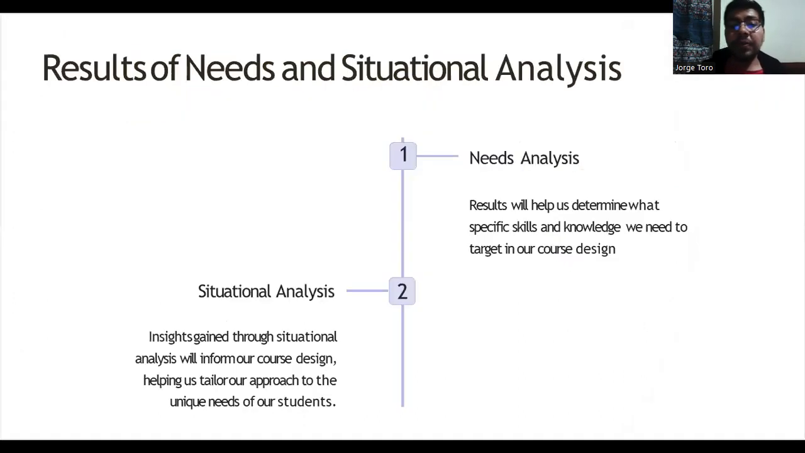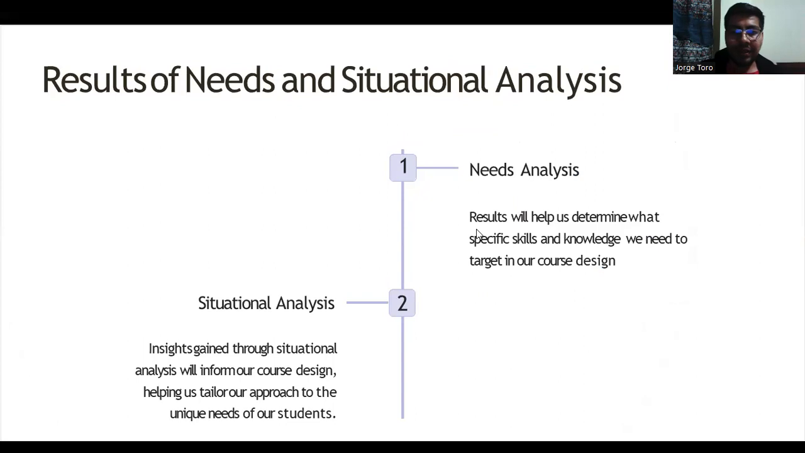Let's talk about the results of needs and situational analysis. In the first part, you can see that the result will help us determine what specific skills and knowledge we need to target in our course assignment. It's important to mention that in the research, in the surveys, we identified students' needs. The first is academic support. A significant number of students expressed the need for additional academic support.